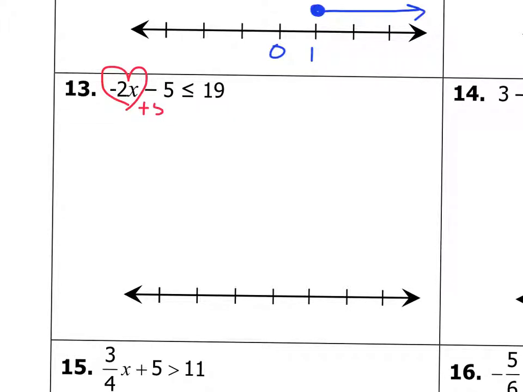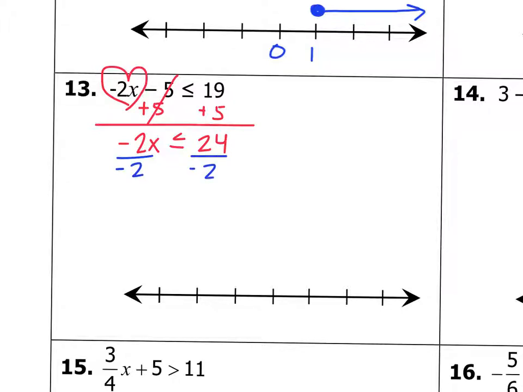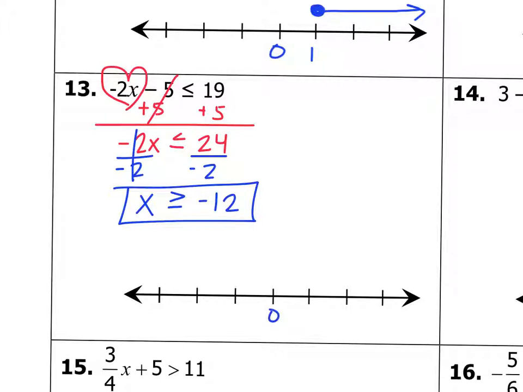So I add 5 to both sides. So I have negative 2x is less than or equal to 24. Now watch, when I divide by a negative number, the less than or equal to flips and becomes greater than or equal to. Everything else stays the same. So that's my solution. I start with a 0. I put a negative 12 over on the negative side. Open or closed? Closed. And greater than means shade to the right. So it's going to go that way.